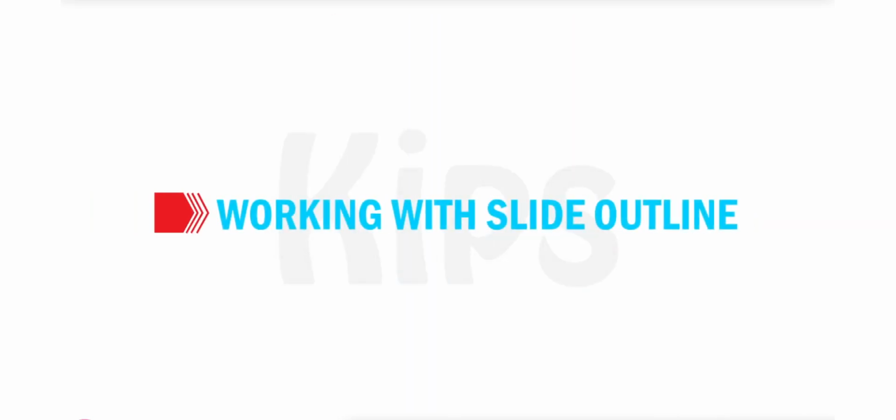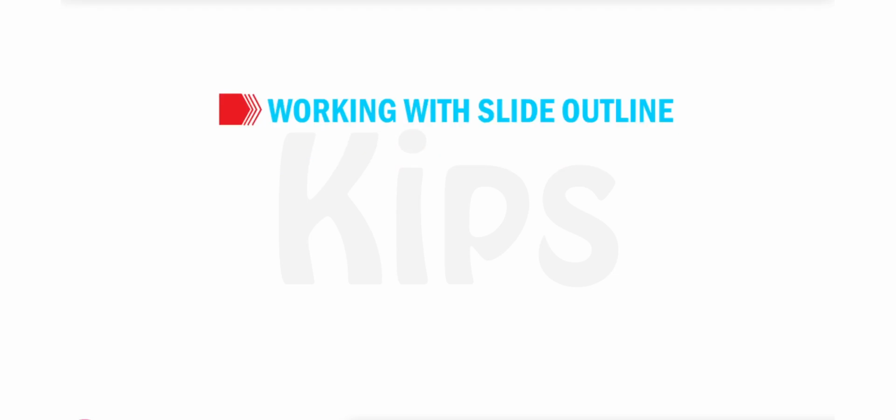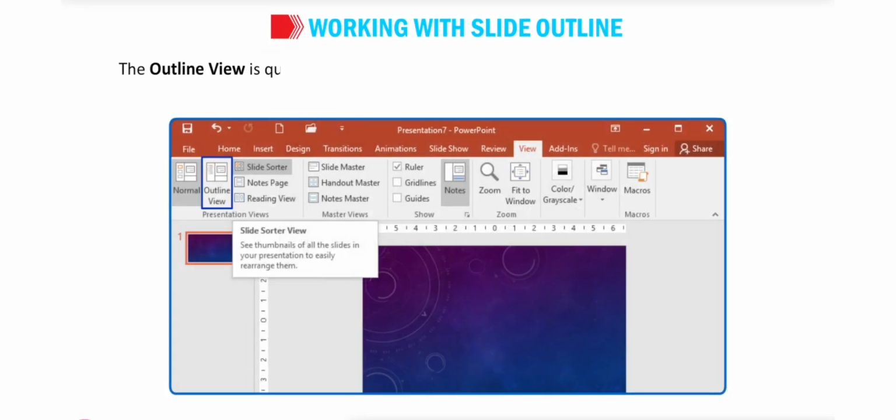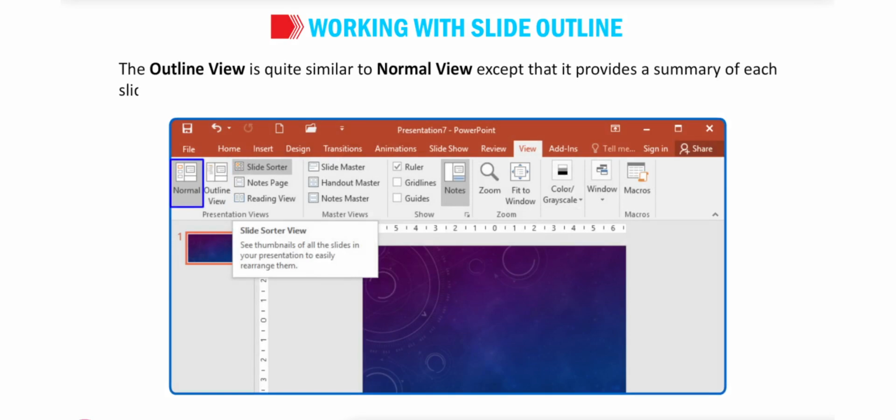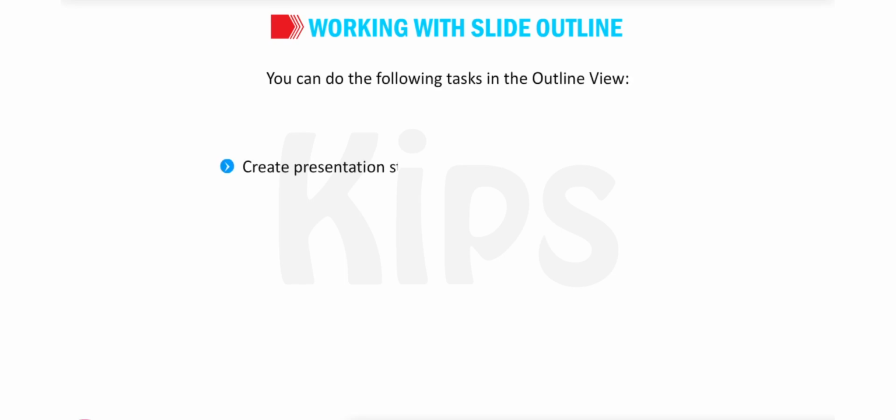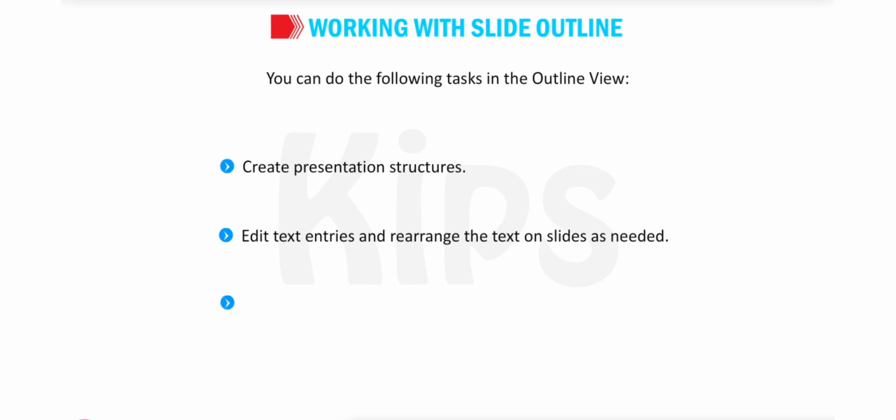Let's learn how to work with Slide Outline view. The Outline view is quite similar to Normal view except that it provides a summary of each slide in the outline pane. You can do the following tasks in the Outline view: create presentation structures, edit text entries and rearrange the text on slides as needed, and hide or display text levels.